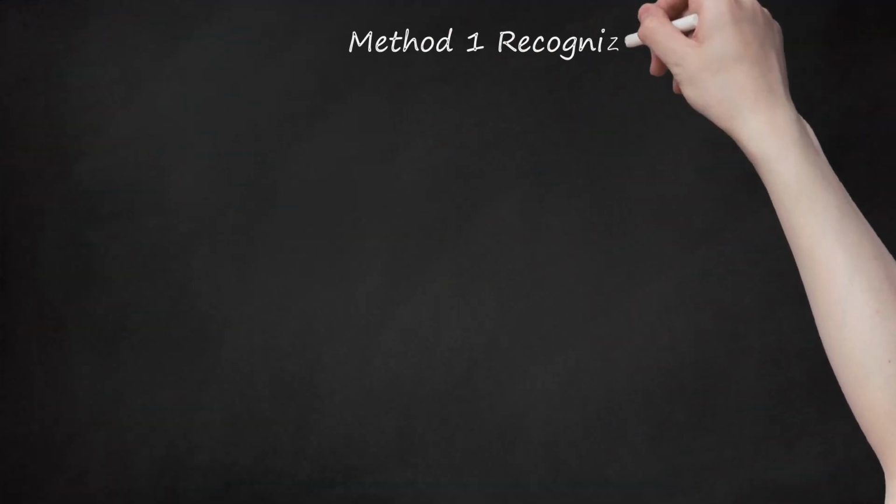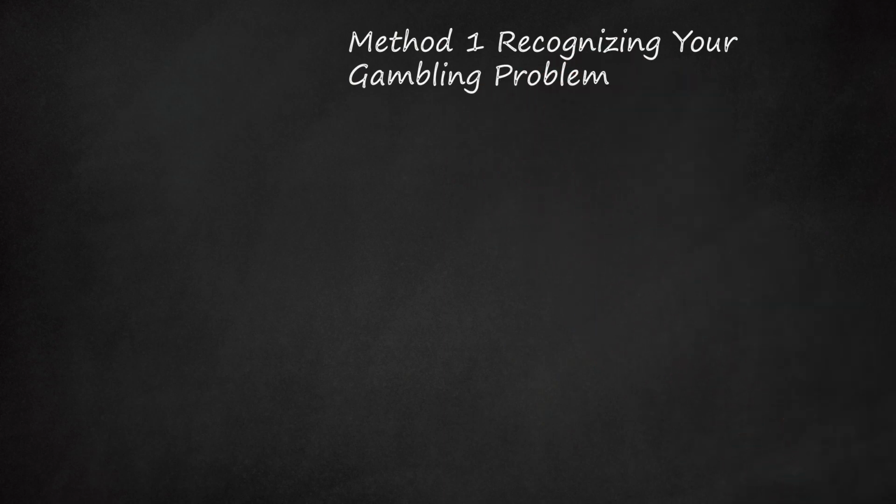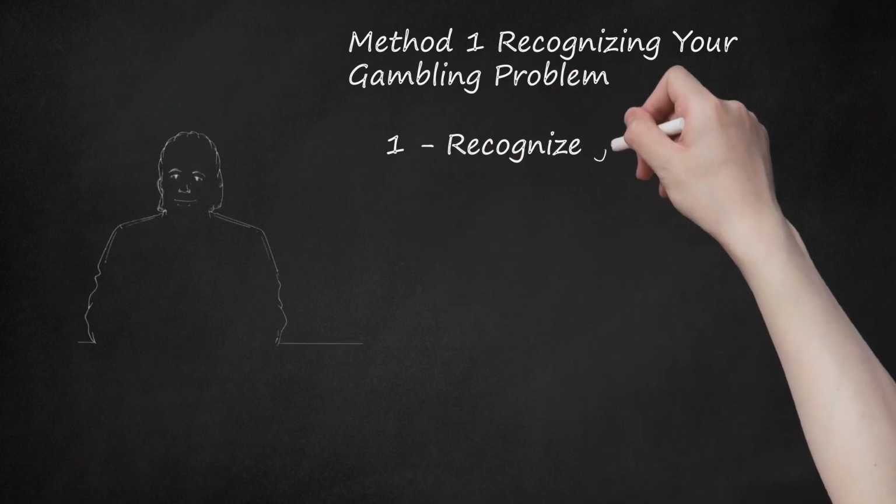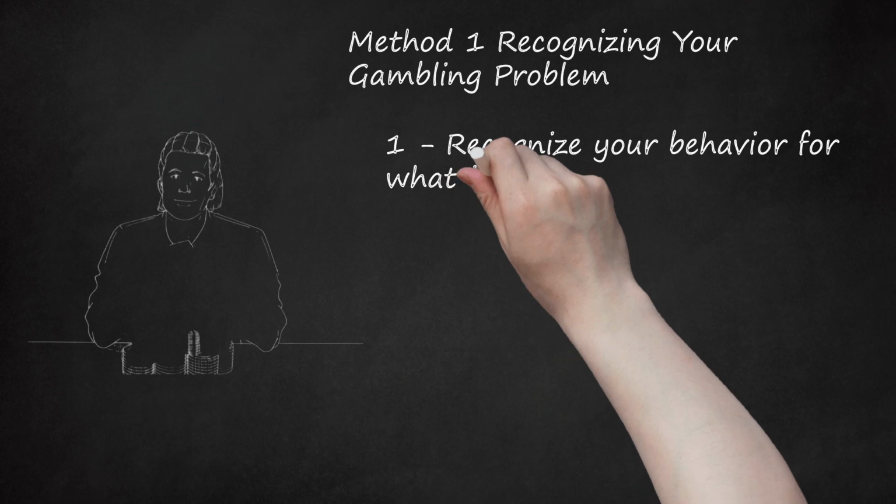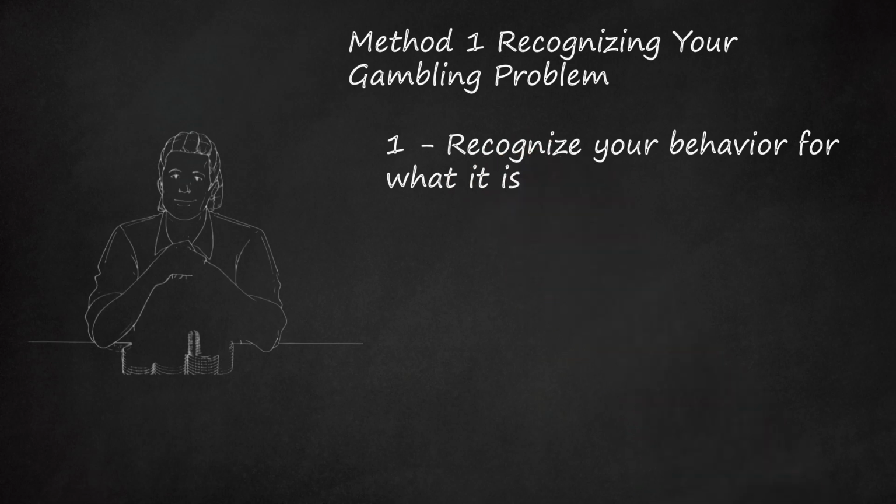Method 1: Recognizing your gambling problem. 1. Recognize your behavior for what it is. Admitting the problem is the first major step in dealing with it. If you first recognize the signs of your problem, you can then learn to modify your behavior.